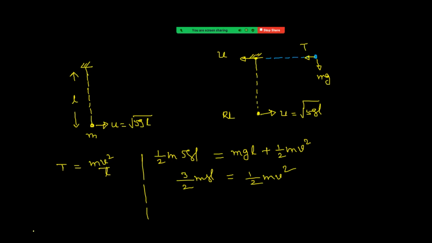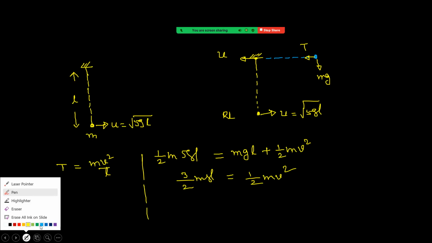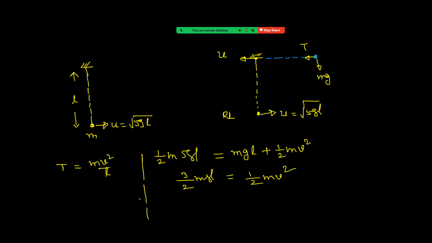So one is a force equation, the other one is conservation of mechanical energy, right? Now the 2 gets cancelled. Let us take mv square by L directly. From this, what we get is mv square by L equals 3 mg. That is now the tension. I hope you got clarity.